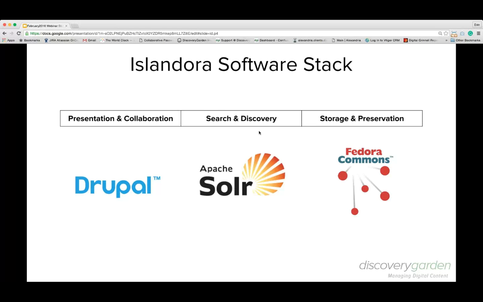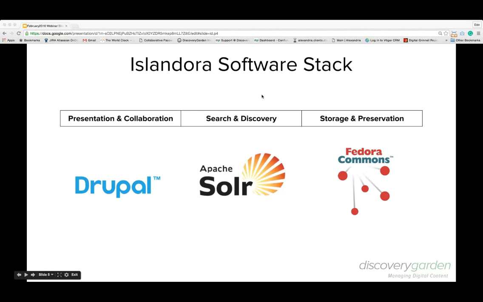Drupal, of course, is used to expose our digital content to the web, so it's for presentation. And it's also for collaboration. Drupal has a terrific framework for users, roles, and permissions. And we can integrate this kind of collaborative framework into workflow-related tasks.